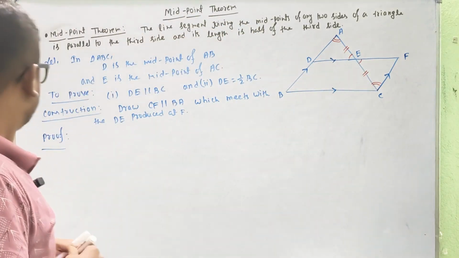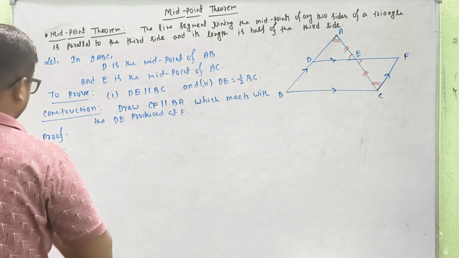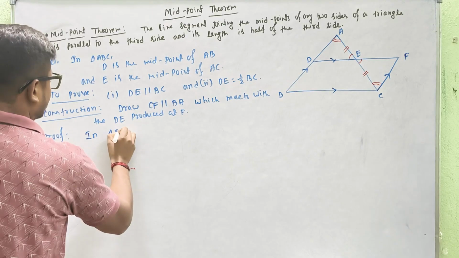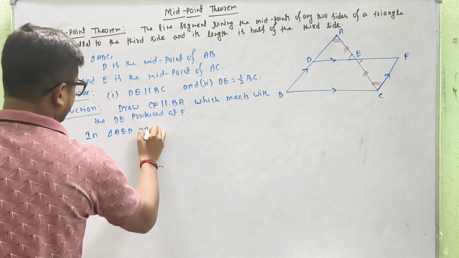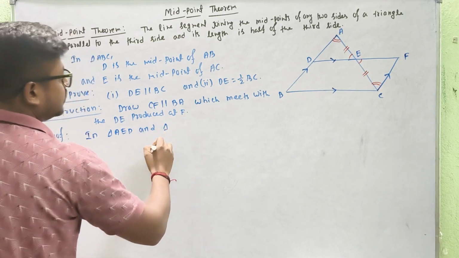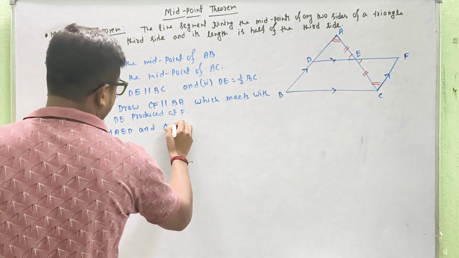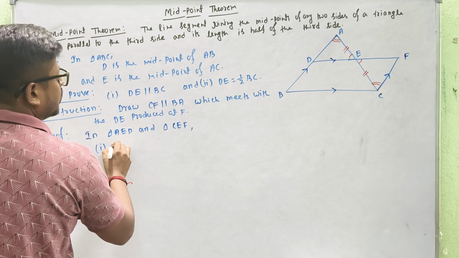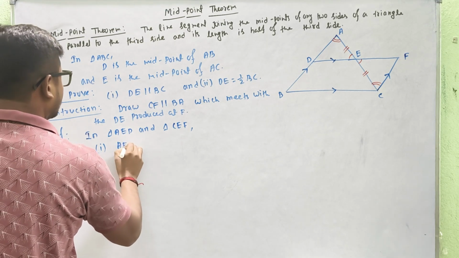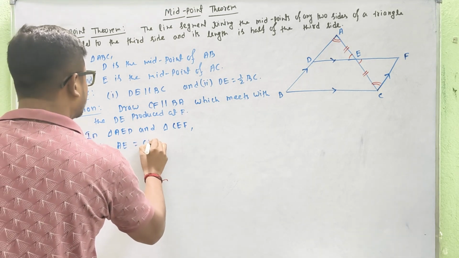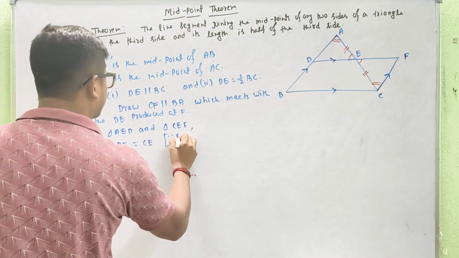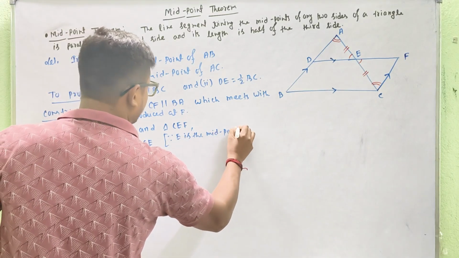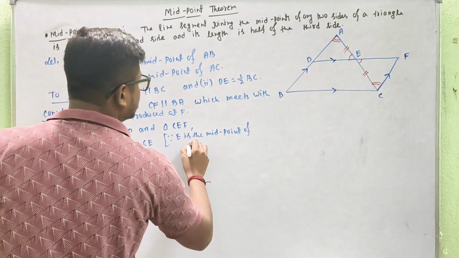So write this: in triangle AED and triangle CEF, one number, AE equal to CE, since E is the midpoint of AC.